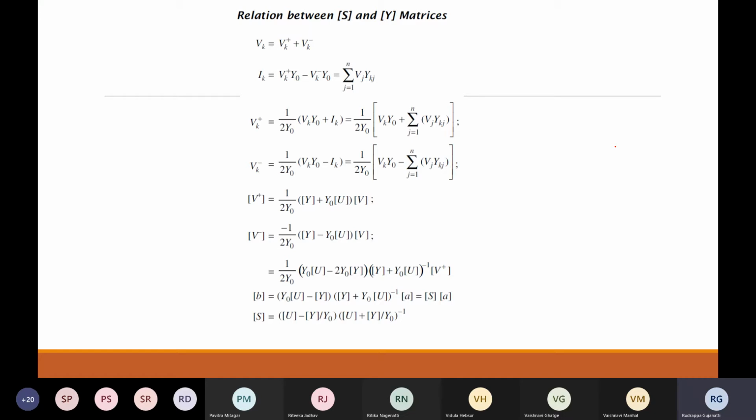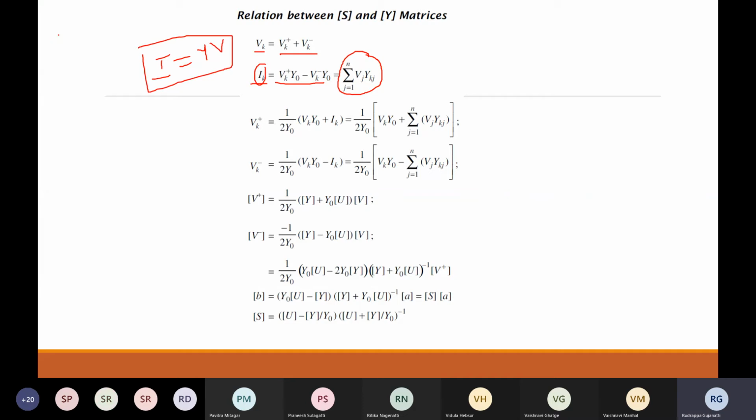So now on similar lines, we can obtain the relation between the S matrix and the Y matrix, that is, the scattering matrix and the admittance matrix. Again, on similar lines, we first represent the total voltages and currents in terms of the incident and reflected voltages which are present. Based on that, we can have the representation for the current I. In admittance, we make use of I is equal to Y into V.